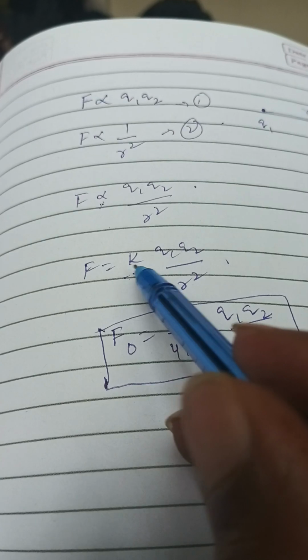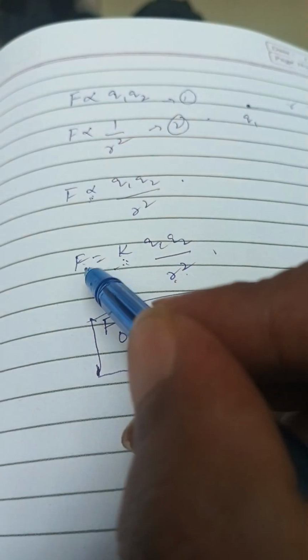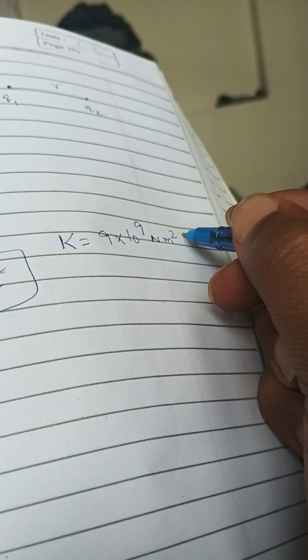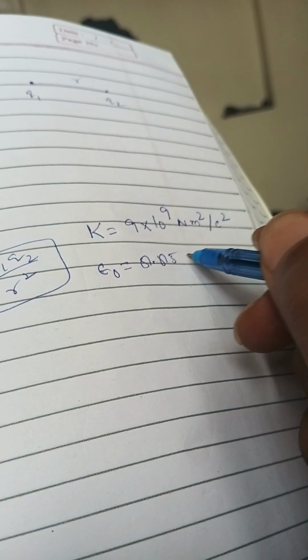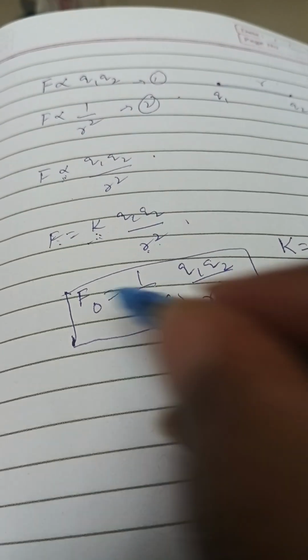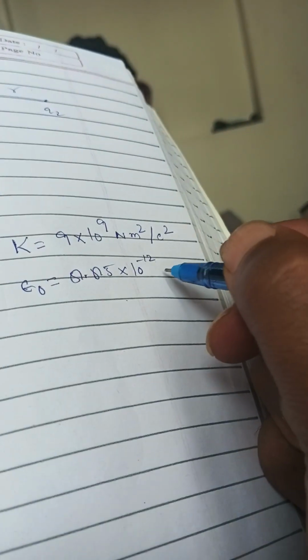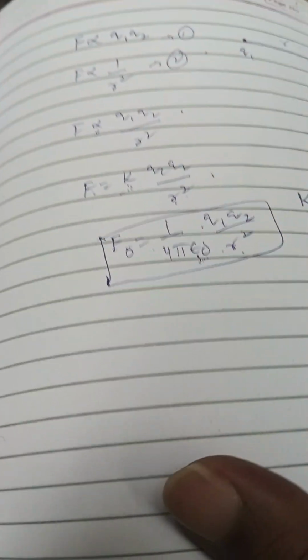Its units will be like this: Newton, meter, so Newton meter square per coulomb square. And the permittivity of free space has a value of 8.85 into 10 raised to the power minus 12. Its units are like this: the coulomb square goes here and the Newton meter square comes down, so it is coulomb square per Newton meter square. These are the two values.